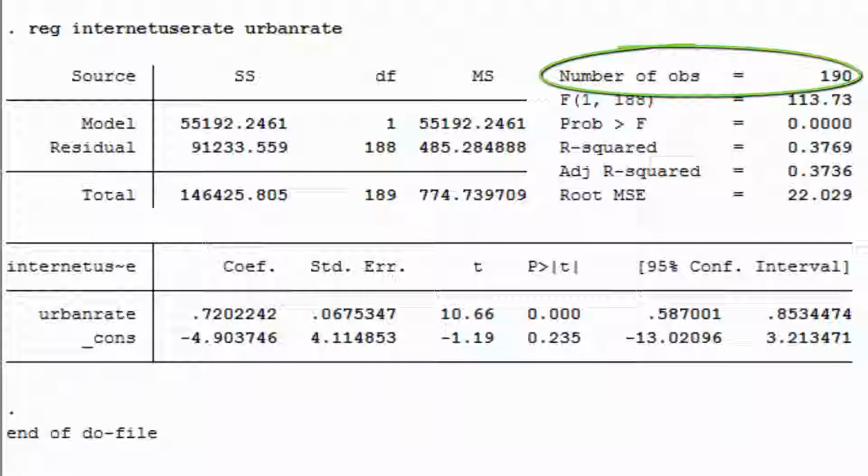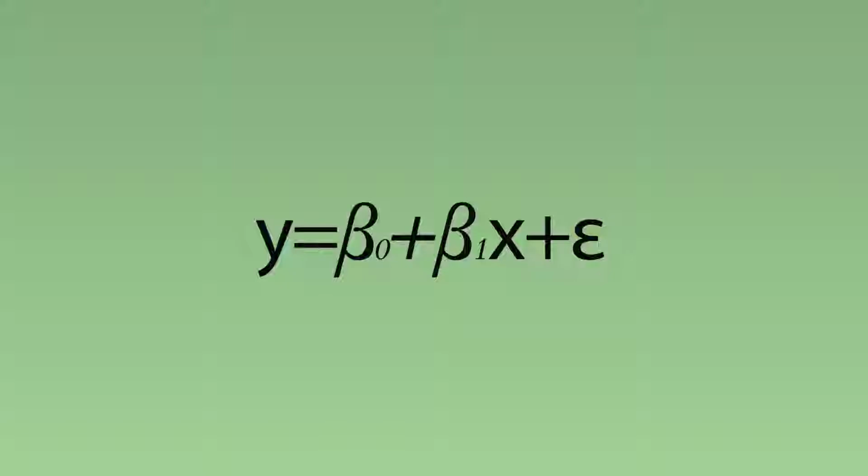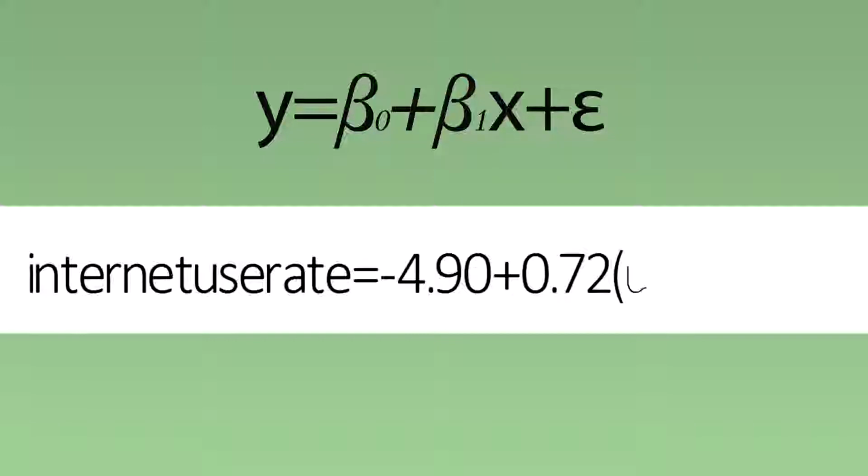First, you can see the number of observations that were used in the model. Next, let's move to the parameter estimates. Here we have our estimates, also known as coefficients or beta weights, for both our intercept and for the variable urban rate. Thus, the beta sub 1 value here is 0.72, and the beta sub 0 value is negative 4.90. So we now know that our equation for the best fit line of this graph is internet use rate equal to minus 4.90 plus 0.72 times urban rate.